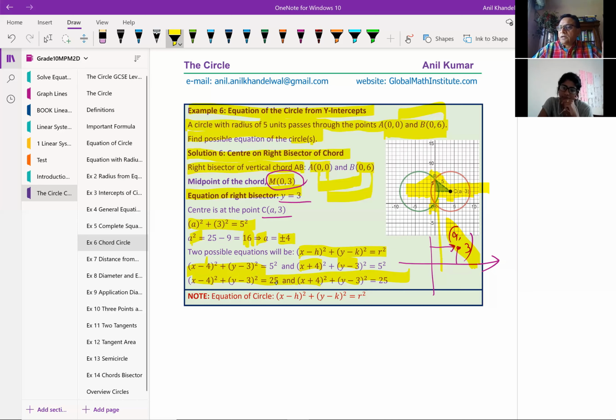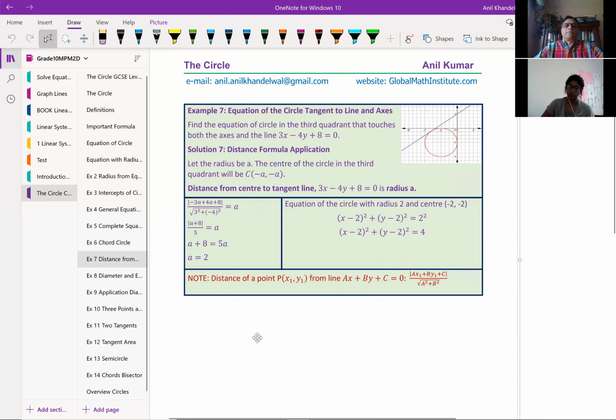You are given a chord, but this time the chord was a vertical line, so it was easy to make that horizontal line connection, y equals the constant 3 in this case, and so we got it. A more difficult question could be if I don't give you A and B on a vertical line. If I give you a chord at an angle, you may have to do some more calculations. Okay, let's move on to question number 7.